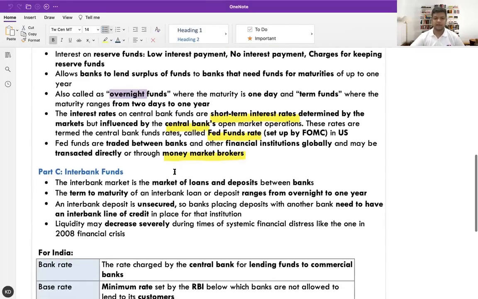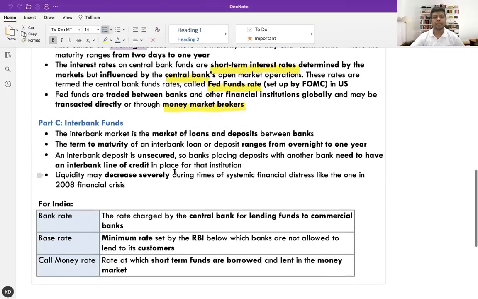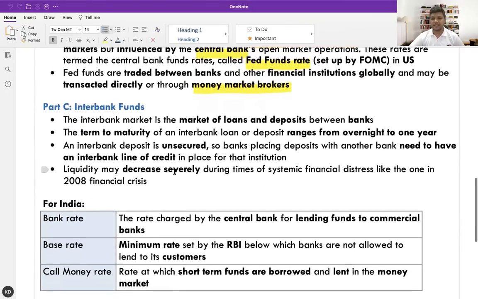Clear? Any doubts? Now, interbank funds. The name itself has the meaning. What does interbank funds say? It's a rate at which banks will lend to each other in the interbank market.